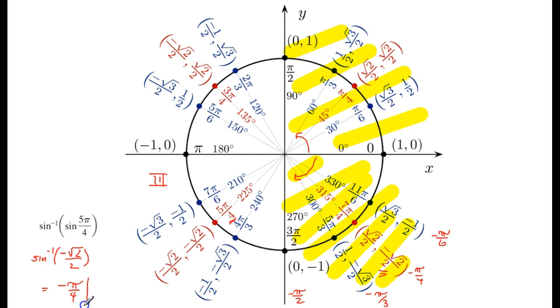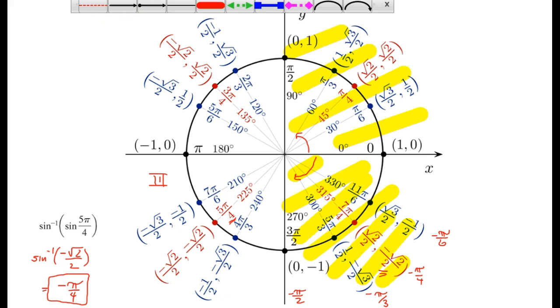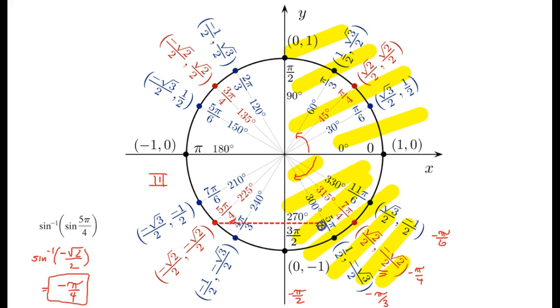Okay, it does not get me back to what I originally started with. Why? Because what I originally started with was not in quadrant 1 or 4. It's in quadrant 3, like we said. So what I have to do is find something that has the exact same y-coordinate as this, but in the quadrant that I want to get to.